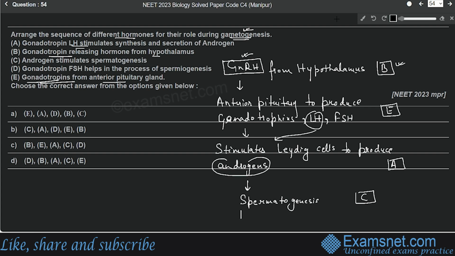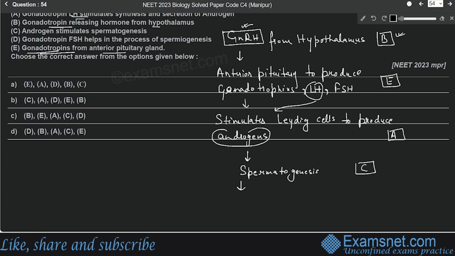Okay. And the last step will be that follicle stimulating hormone will stimulate the Sertoli cells in the testis, which will help in the process of spermiogenesis. What is spermiogenesis? Transformation of spermatids into mature spermatozoa. So this is statement D. Gonadotrophin, follicle stimulating hormone, helps in the process of spermiogenesis. So the correct sequence will be B, E, A, C and D. So option C will be the correct answer.